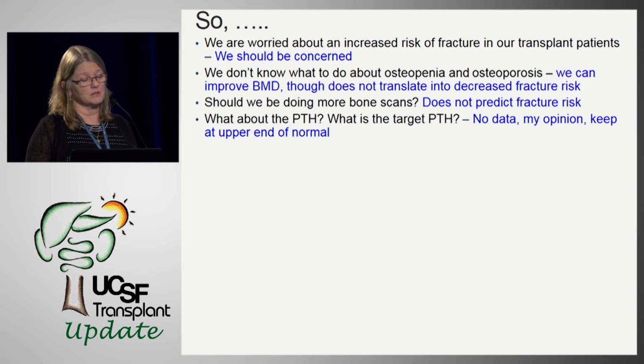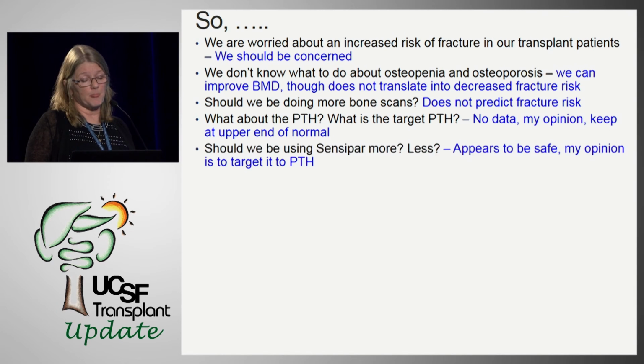What about the PTH? I think this is a good question. What is the target PTH? There's no data. Again, this is my opinion: keep it at the upper limit of normal or up to 2 times the upper limit of normal. I don't aim with treatment with Sensipar to keep it at subnormal ranges, because I do worry about adynamic bone disease. Should we be using Sensipar more, less? It appears to be safe. In my opinion, we can use it, but we should target an appropriate PTH level, which again, I think is upper limit of normal to 2 times the upper limit of normal.